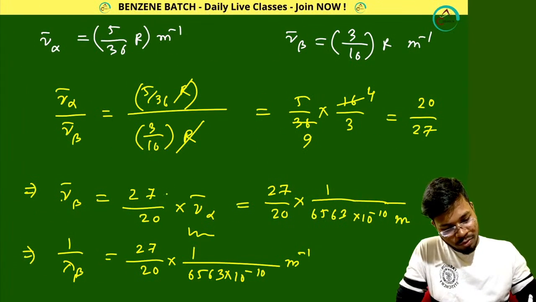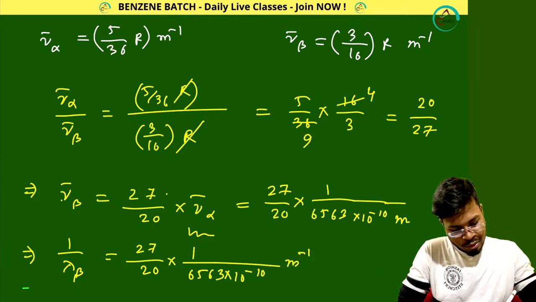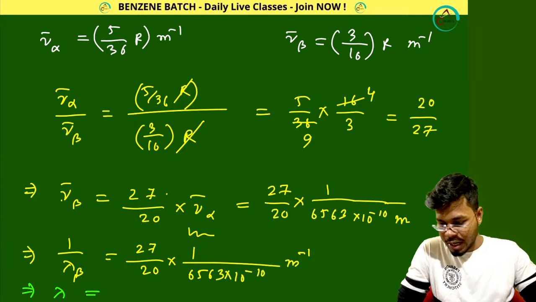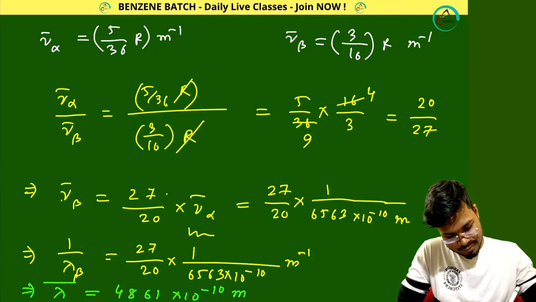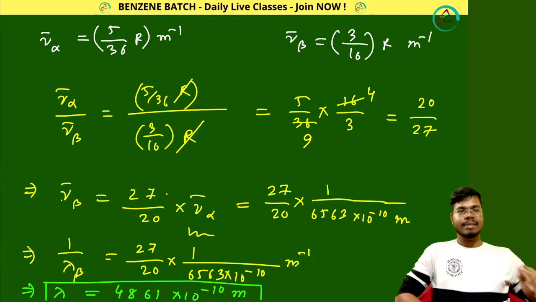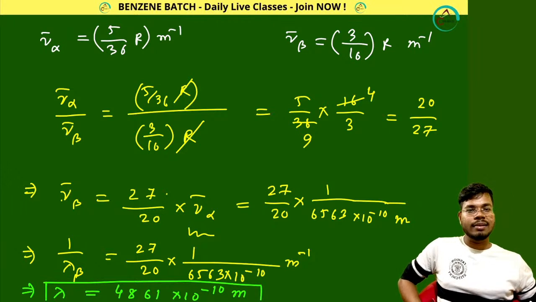So what will be the lambda value? If you calculate the lambda value, I am calculating over here, I am not going to the next page. The lambda value will be, if you do the calculation, 4861 into 10 to the power minus 10 meter. This is your answer.